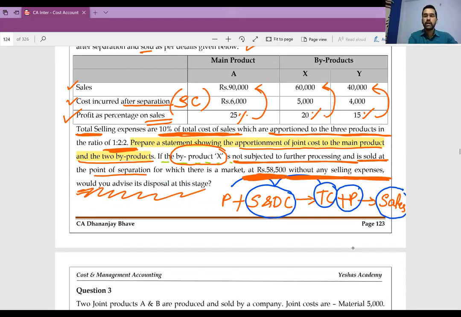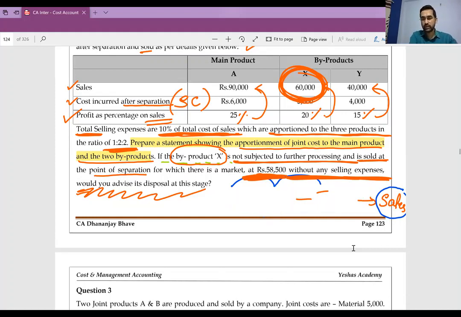Listen to me. At what price are we selling X as of now? 60,000 rupees. But that is after further processing. Correct. Here they came with an option that please don't further process this X. I will give you one option. What option? Sell it at the split off only. At what price? 58,500. Now you should decide whether it should be sold at the split off point for 58,500 or you should further process and then sell it at 60,000 rupees. Right. How to decide here?